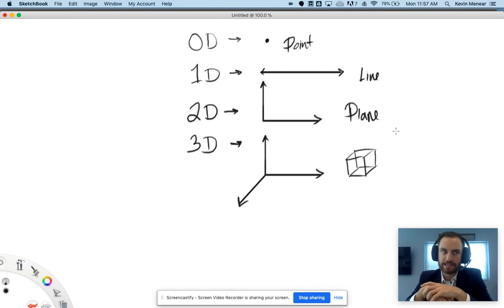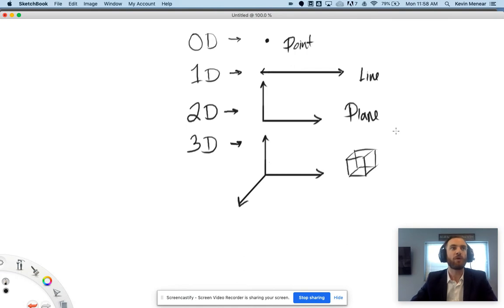It's not a point, it's not a line, it's not a plane, it's a three-dimensional object. Now, a three-dimensional object could be anything. My physical body is a three-dimensional object. The computer I'm working on is a three-dimensional object. A cube, a cone, a cylinder. The entire building that I'm in right now, our school, is a three-dimensional object.